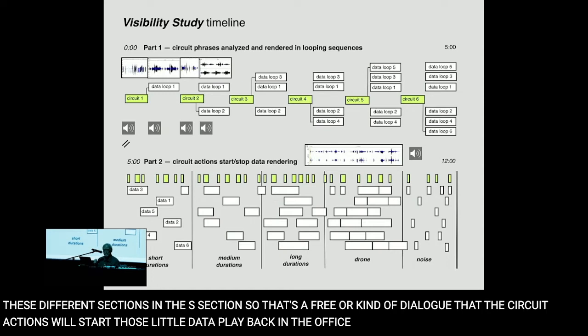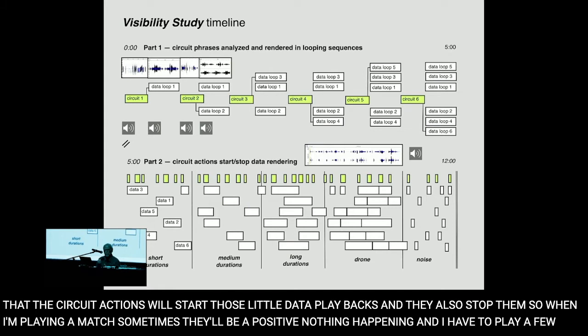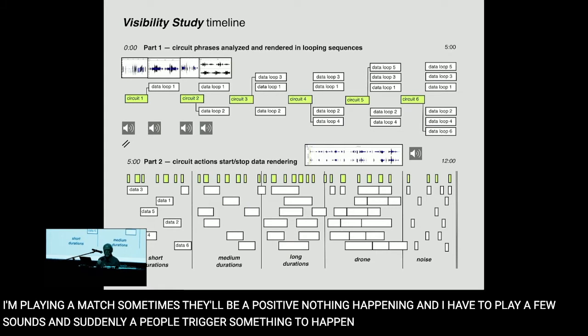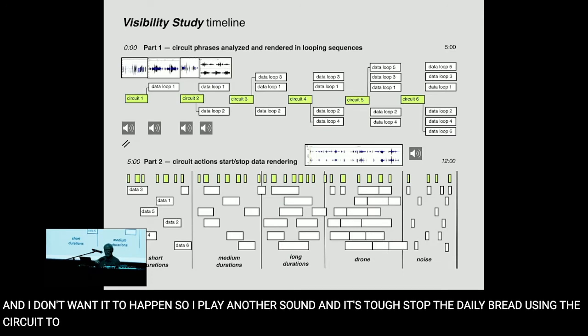So that's a freer kind of dialogue, where the circuit actions will start those little data playbacks, and they also stop them. So when I'm playing, sometimes there'll be a pause and there's nothing happening, and I have to play a few sounds, and suddenly a peak will trigger something to happen. And then sometimes there's sound happening, and I don't want it to happen, so I play another sound, and it stops the data loop.